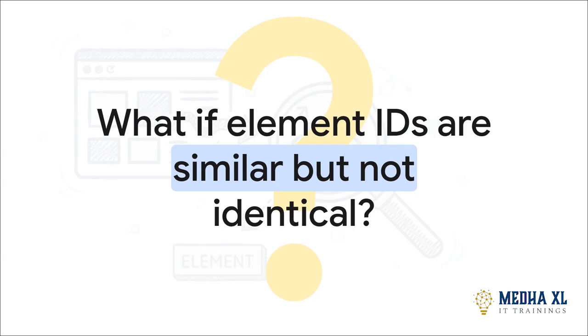Some websites use dynamic IDs that change every time you load the page. You might see a username field with an ID of user123 today and user453 tomorrow. The numbers are random, but that user part at the beginning stays the same. So how do you target that?